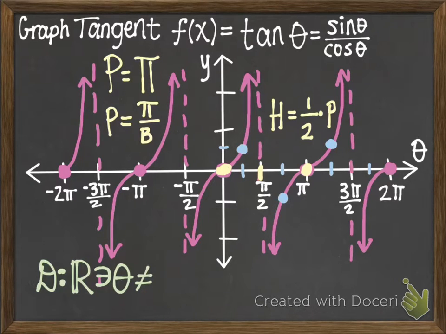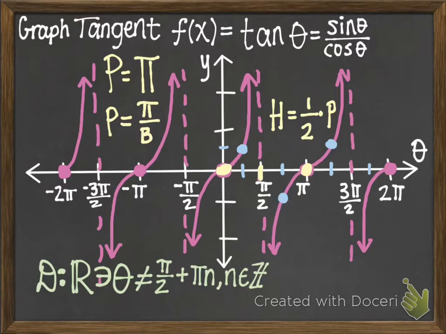Now, it doesn't matter which asymptote you pick. I tend to pick my first positive or non-negative asymptote. So where is my first non-negative asymptote? Pi over 2. So theta cannot equal pi over 2 plus, now how far apart are my asymptotes? They're pi apart. So that's why it's plus pi n, where n exists in the set of integers. There's my domain.